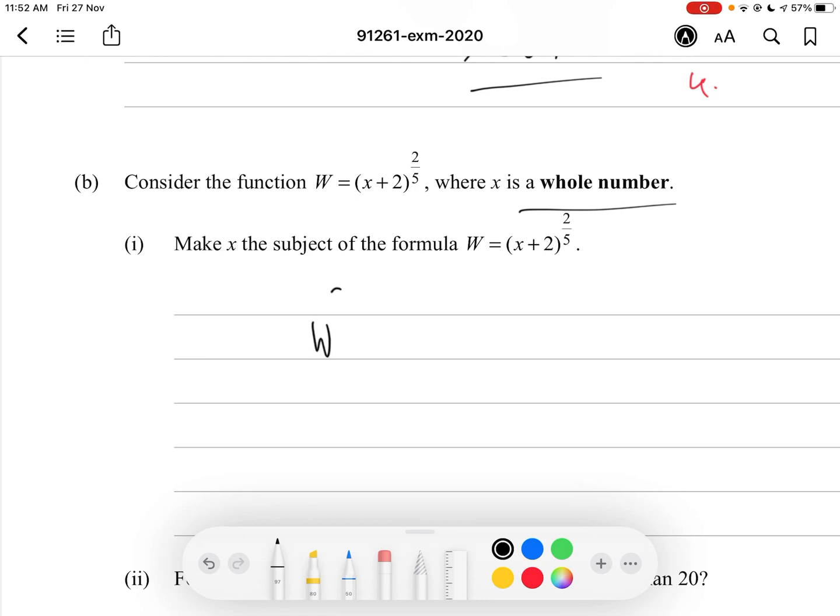So in this case, we have w to the power of 5/2 equals x plus 2, and therefore x equals w to the power of 5/2 minus 2. And that's it for that question.